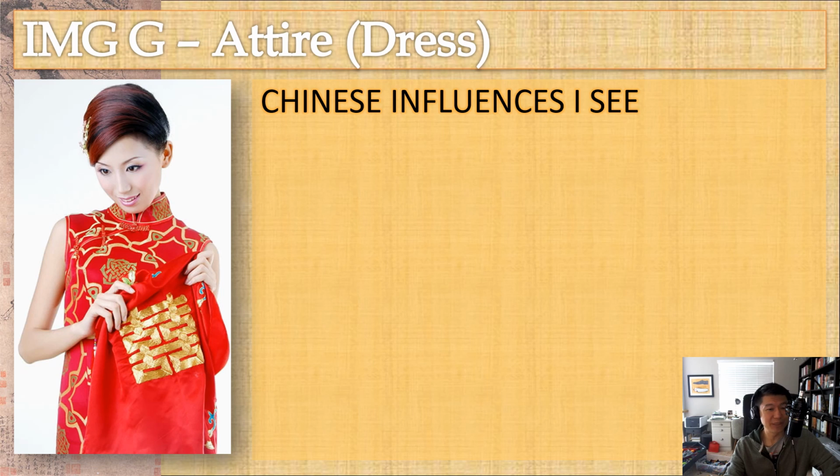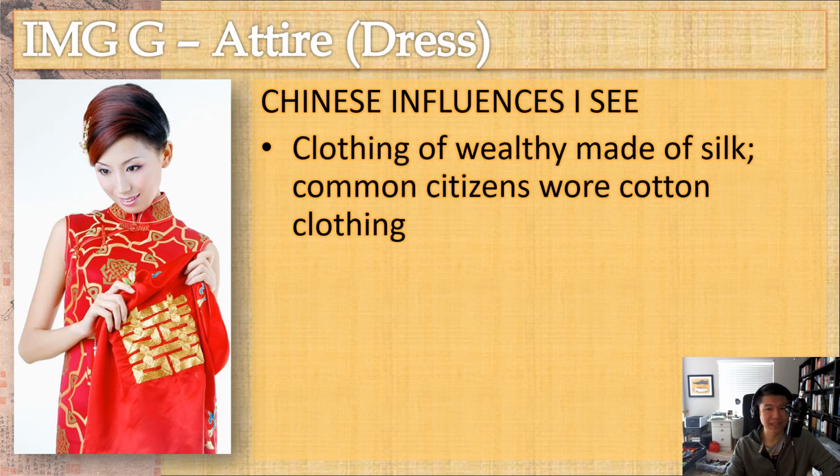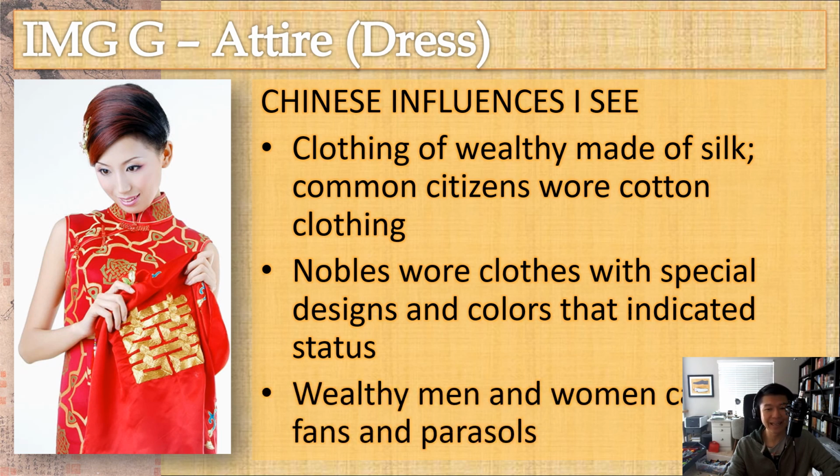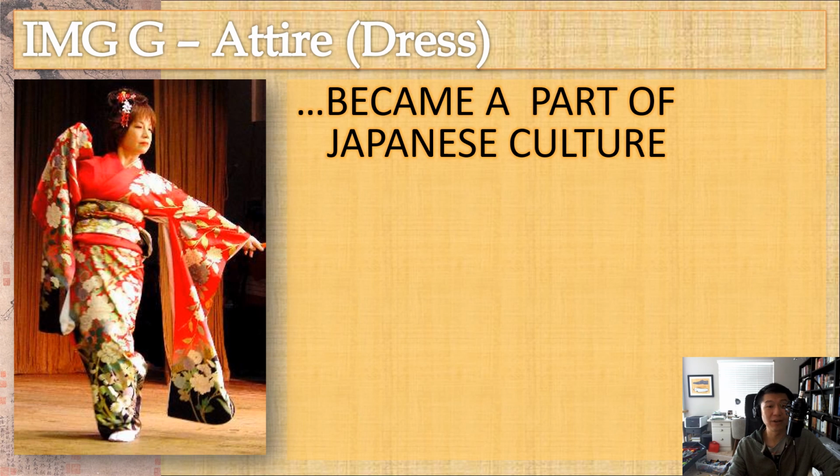Image G would be attire and dress. Citizens of wealth usually would have silk clothing. More common citizens would wear cotton. There were particular forms of dress that Chinese nobles would use with special designs and special colors that would indicate their particular status. Not only that, but wealthy men and women would often find themselves carrying fans and parasols out as well.